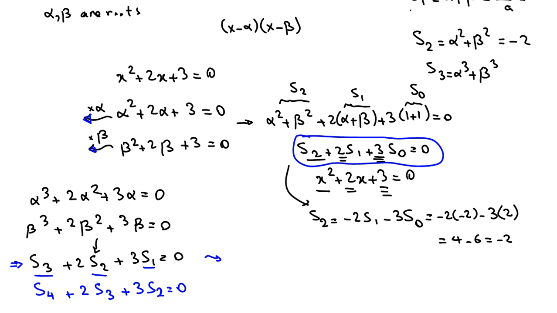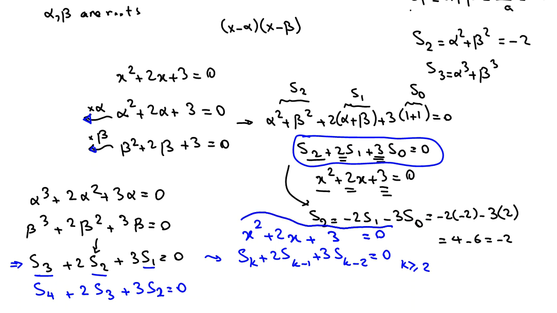So we can generalize this and say Sk plus 2S(k-1) plus 3S(k-2) equals 0 for k at least 2. For what equation? Our main equation was x squared plus 2x plus 3 equal to 0. So here, if you know the coefficients of your quadratic function, you can write Sk, and it is correct for all quadratic functions. Also, similarly, you can generalize this idea for degree greater than 2. So now you're ready to solve the problem.